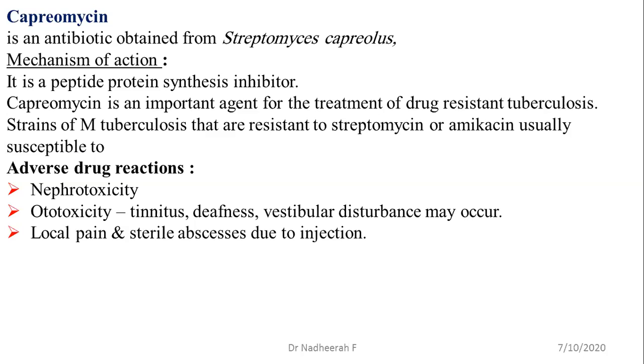عندنا الكابريومايسين, an antibiotic obtained from Streptomyces species. Mechanism of action: it is a peptide protein synthesis inhibitor. Capreomycin is an important agent for treatment of drug-resistant tuberculosis, strains of Mycobacterium tuberculosis that are resistant to streptomycin and amikacin. إذن عندنا الكابريومايسين هو alternative للستريبتومايسين and amikacin.